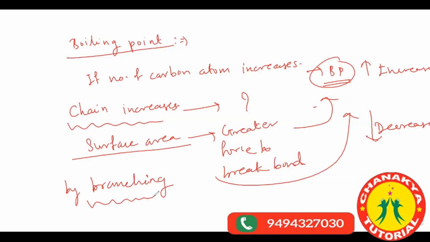Now we are going to learn about the chemical reactions of alcohol and phenol. These were just basic physical properties. Now we are going to learn about the chemical properties of alcohol and phenol. In that, we are going to see reactions of alcohol and phenol.